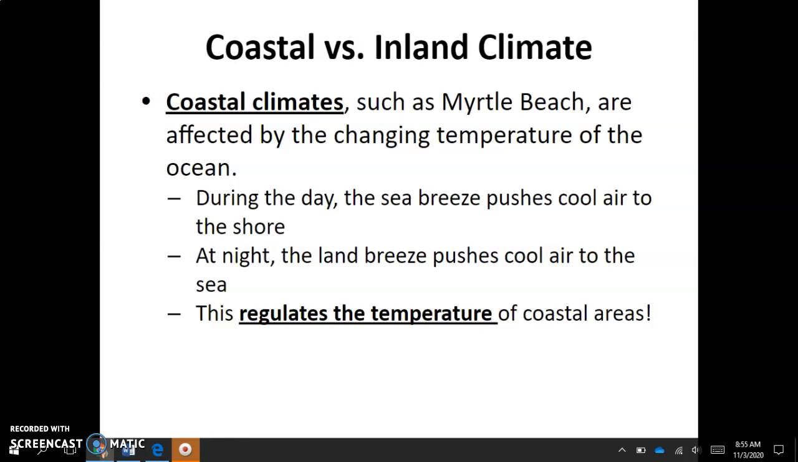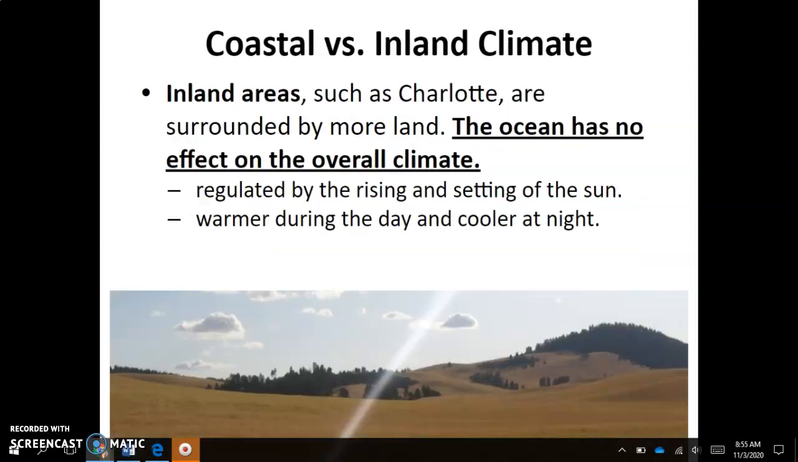If you guys have ever been to the beach, it's actually cooler on the shoreline than it is if you were to go off of the beach. And then also at night, the beach is going to be a little bit warmer because that cool air is blowing from the land out towards the sea. So it does regulate the temperature in coastal areas.